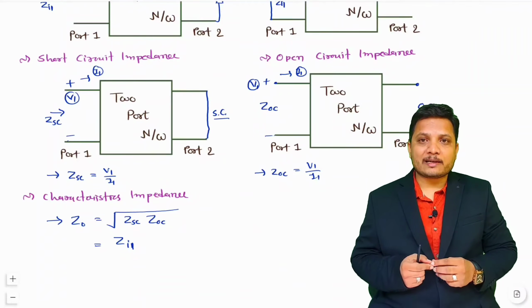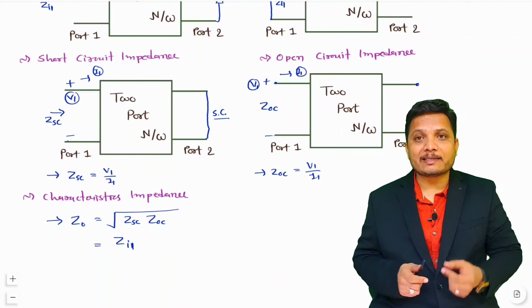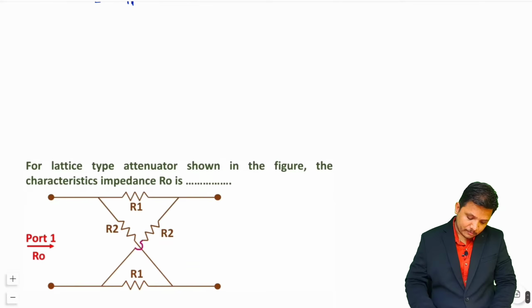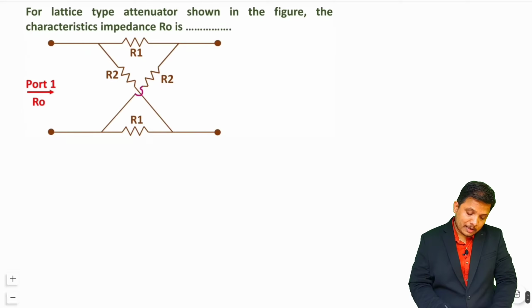So this is how things are there, right? Now let me explain this by a practical example. So let us solve one problem here. So here you see we are given a lattice network, and for this lattice network we have to find the characteristic impedance, right?